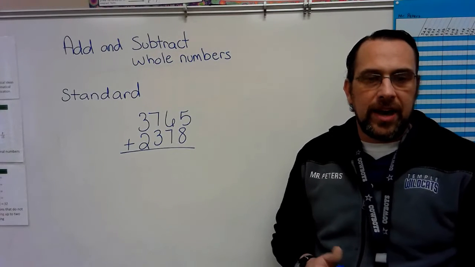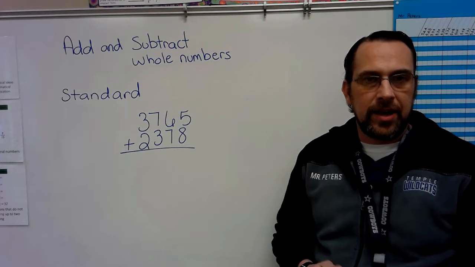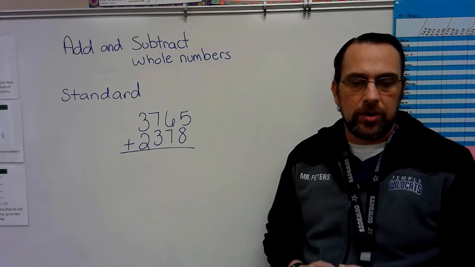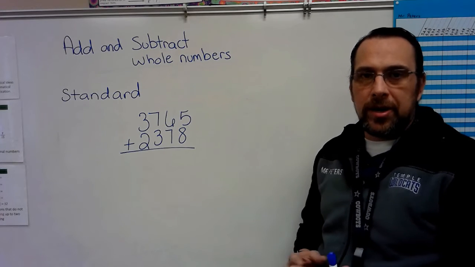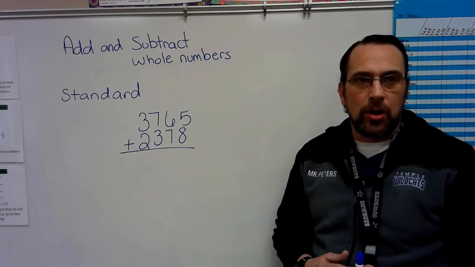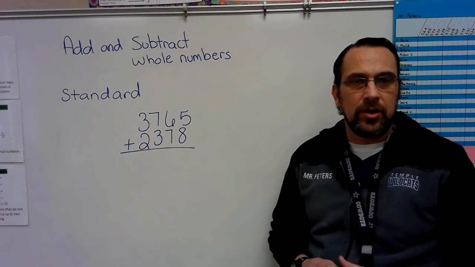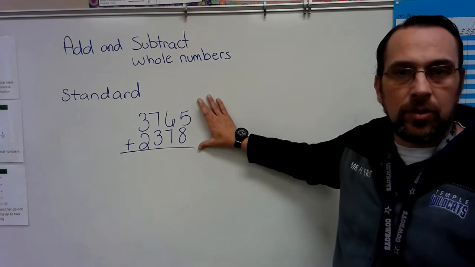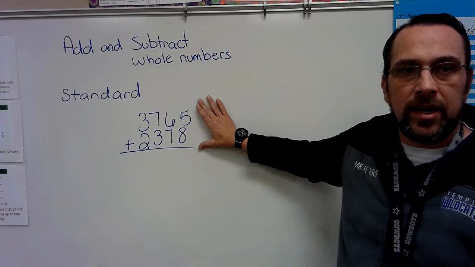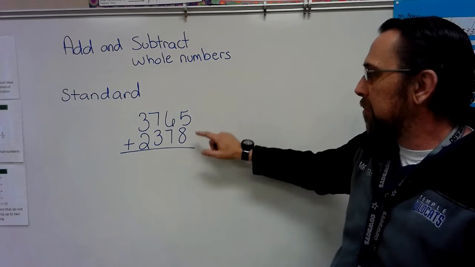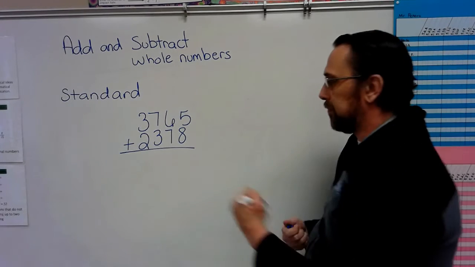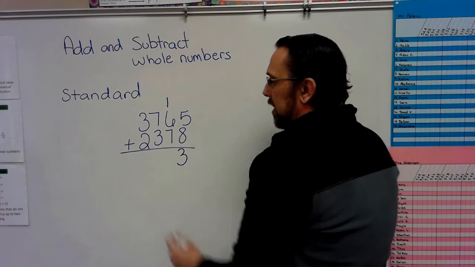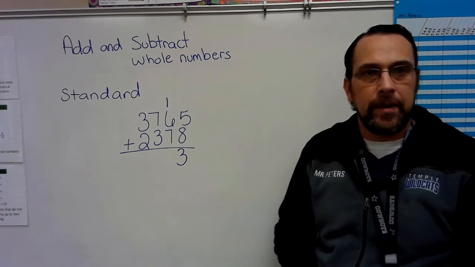Here on the board, we have an example of the standard method or the standard algorithm for adding whole numbers. When I'm looking at my number, I find the smallest place value. The smallest place value in this case is the ones place value. Here is the ones place value, the 8 and the 5. 5 plus 8 is 13. I put the 3 down and I carry 10 up.